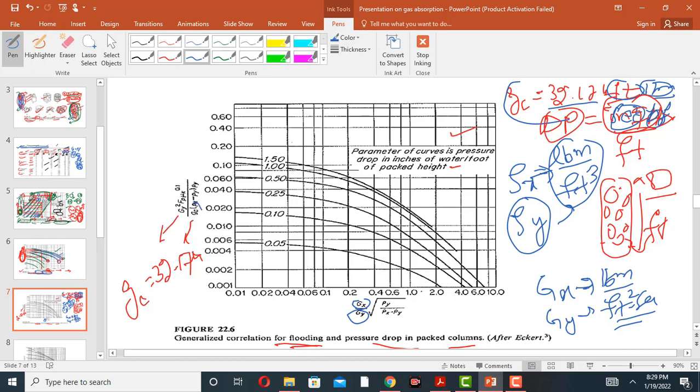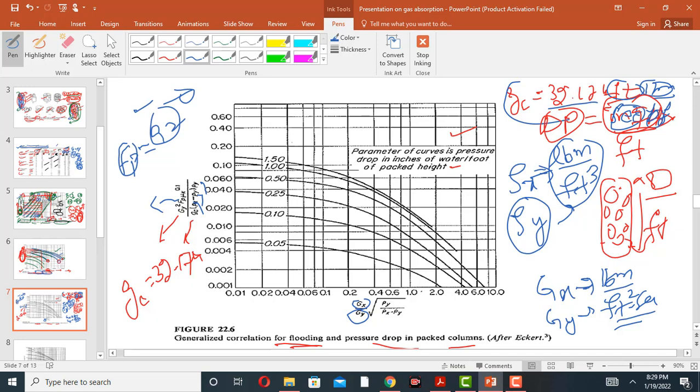Now this is the Gx, this is the rho x minus rho y, this is the rho y, and this is the Pf. This is the packing factor. Its value here is about 92. It can be any value, but in this graph it is 92. The value can be different. There is a correlation for packing factor and pressure drop. We will also discuss it.